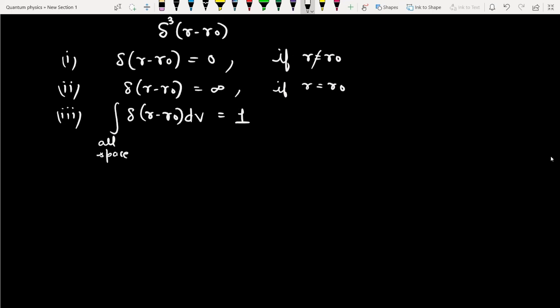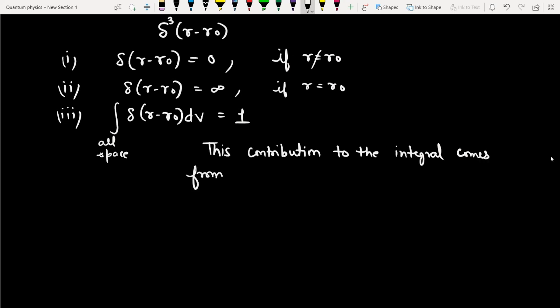The only mandatory condition remains that you integrate between limits where this r naught lies within the integration limits. So I can say that in this situation also, this contribution to the integral comes from the point r is equal to r naught.